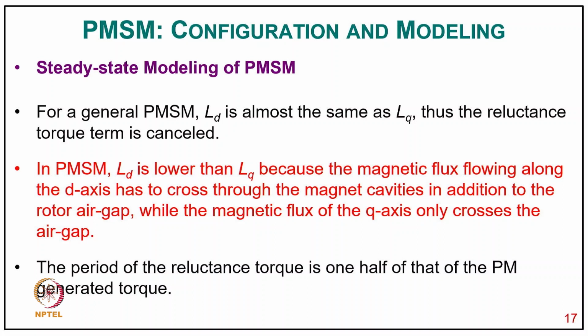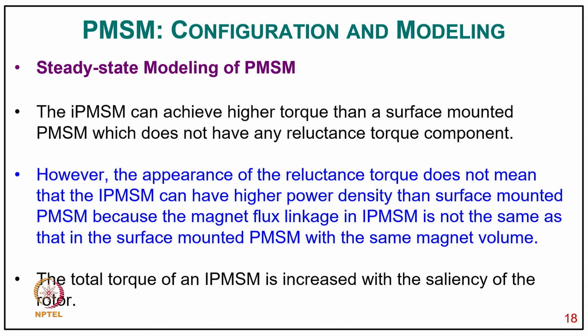So in PMSM, LD is lower than LQ because the magnetic flux flowing along the D axis has to cross through the magnet cavity in addition to the rotor air gap, whereas the magnetic flux of Q axis only crosses the air gap. So the period of reluctance torque is 1/2 of that of the PM generated torque. So the IPSM, that is interior permanent synchronous motor, can achieve higher torque than the surface mounted PMSM, which does not have any reluctance torque component.